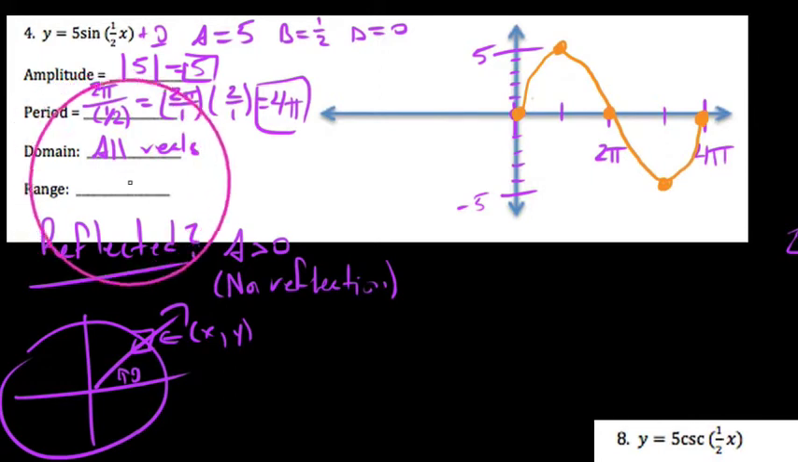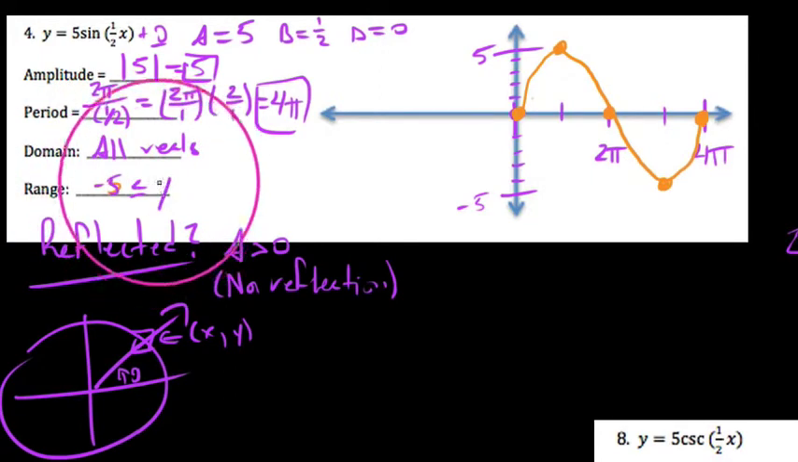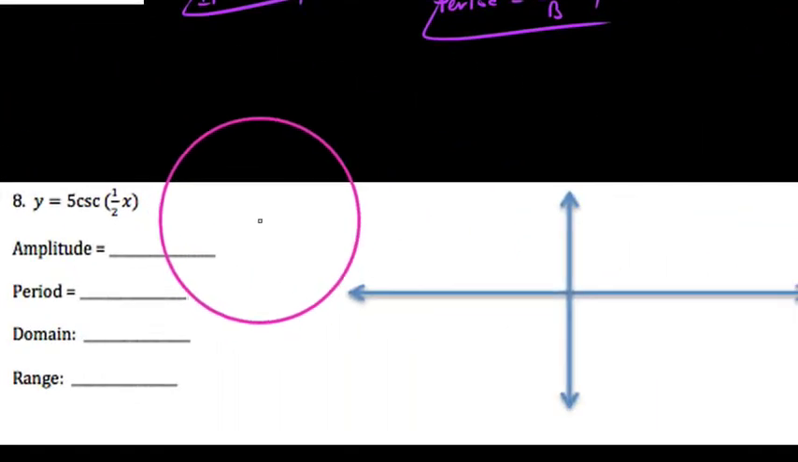And then range, we say our range values are -5 less than or equal to y, less than or equal to 5. Our y values were trapped between -5 and 5. So let's go ahead and bury this number 8 down here.